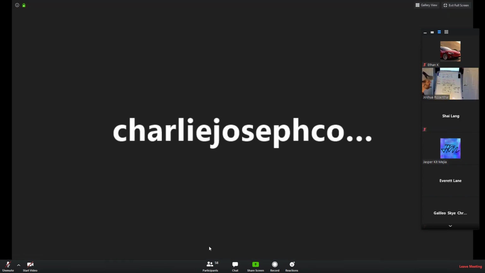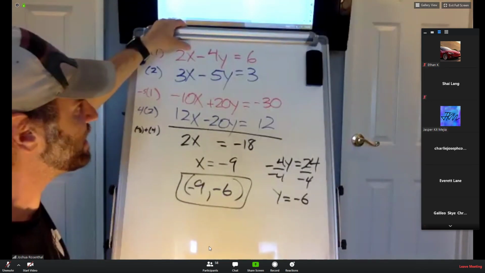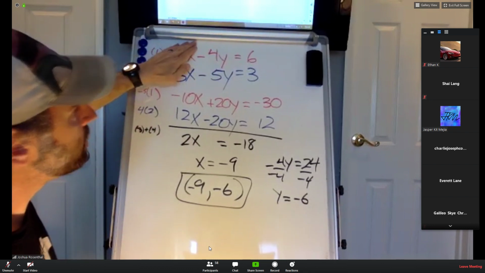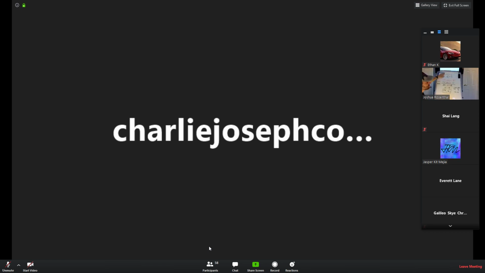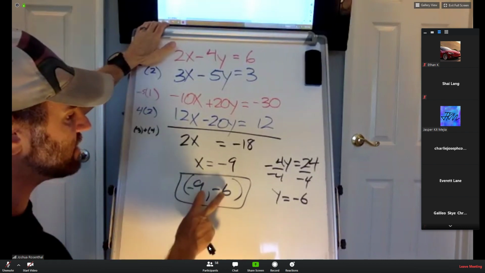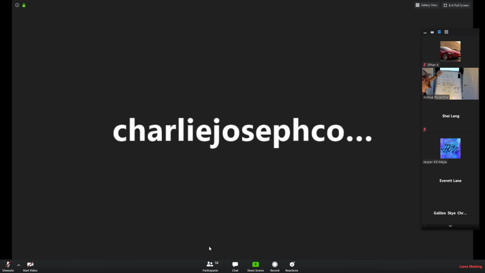So you put it in, and then it would be negative 18 minus 4y equals 6. Then neutralize the negative 18 by adding 18, which would make that 24, and it would be 0 here. It's just a way to check your work. You can plug the x and the y in and see if it's true to check your work.